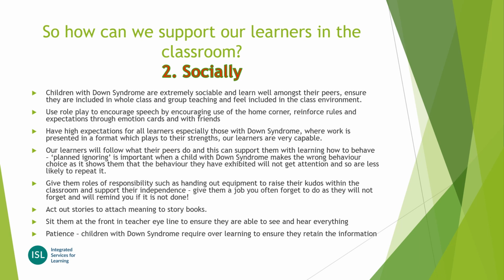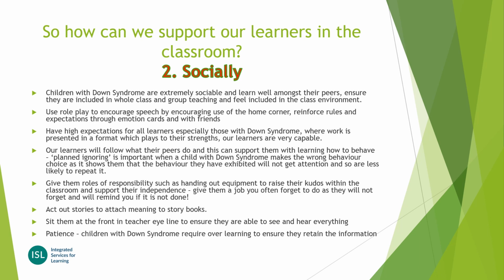Have high expectations for all learners, especially these children with Down syndrome, where work is presented in a format which plays to their strengths. Our learners are very capable. Our learners will follow what their peers do, and this can support them when learning how to behave. Planned ignoring is important when a child with Down syndrome makes a wrong behaviour choice, as it shows them that the behaviour they have exhibited will not get attention, and so they are less likely to repeat it.